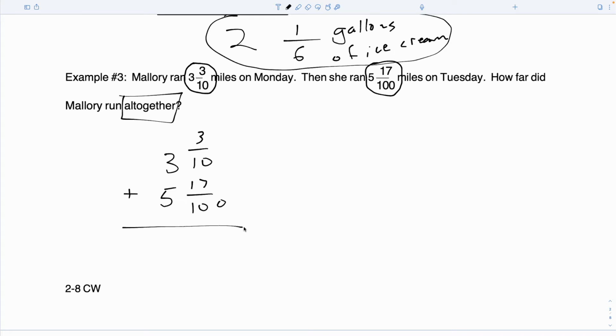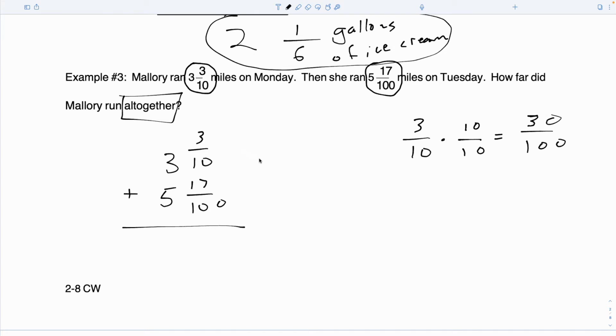Add them together. I have 3/10 and 17/100. What's my common denominator? This one's a little bit larger, but you should be able to do it mentally still. Daniel, what do you think? It's 100. So let's try to make 10 into 100. Chad, what do I multiply by top and bottom? 10 times 10 is 100. That works. 10 times 3 is 30.